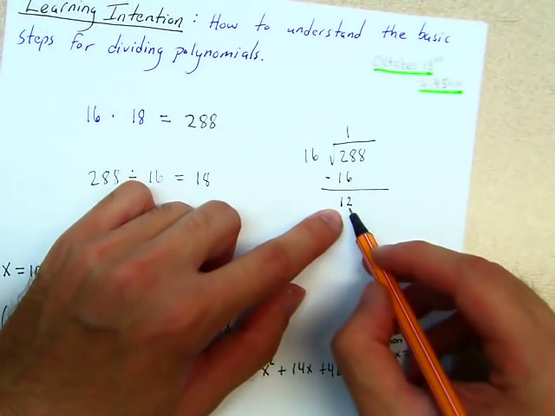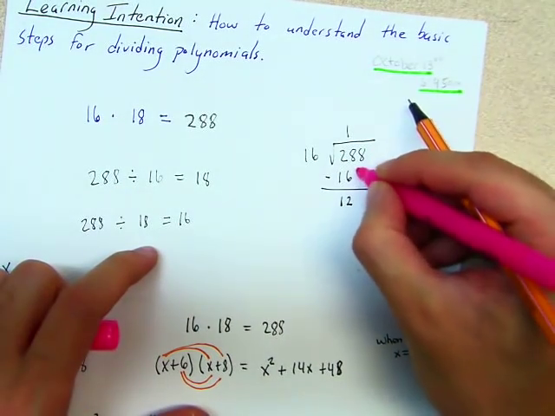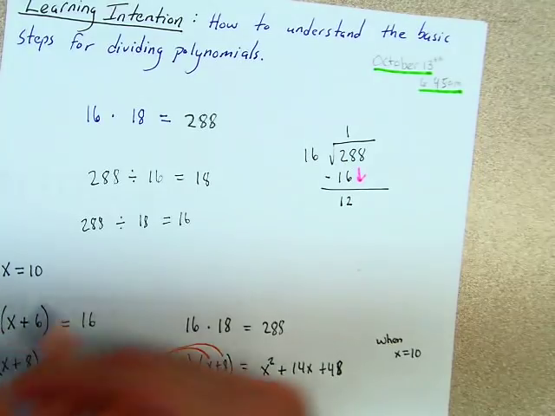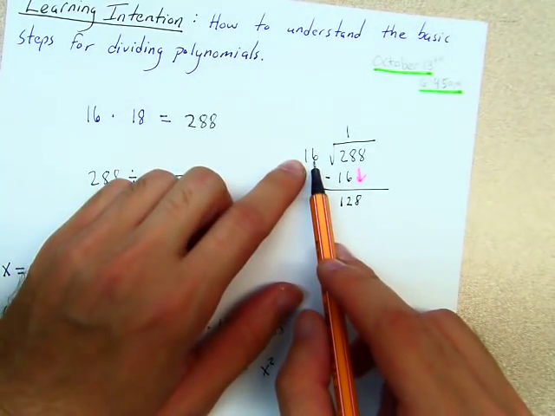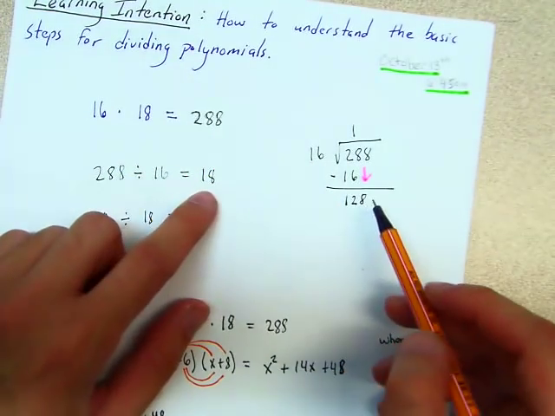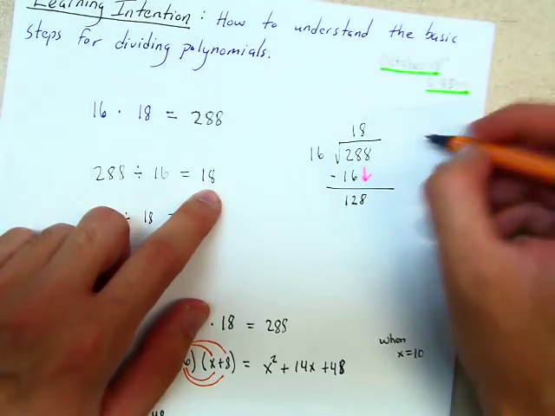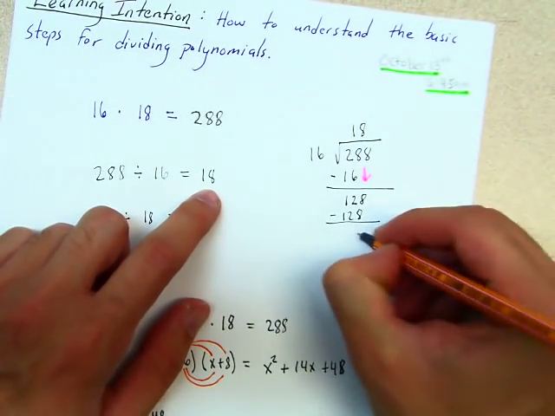And you have 12. And what was that next step you did? You brought down the 8. You remember that? You brought down the 8. And then you ask yourself, how many times does 16 go into 128? And it will be 8. If you actually do 8 times 16, you do get 128, and its remainder 0.